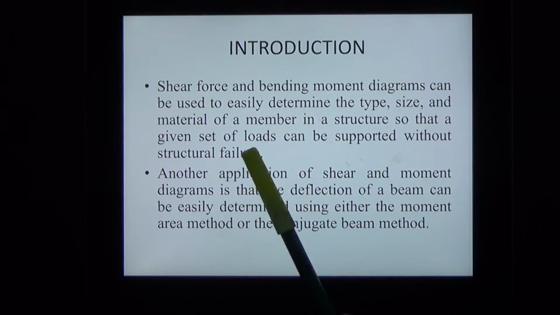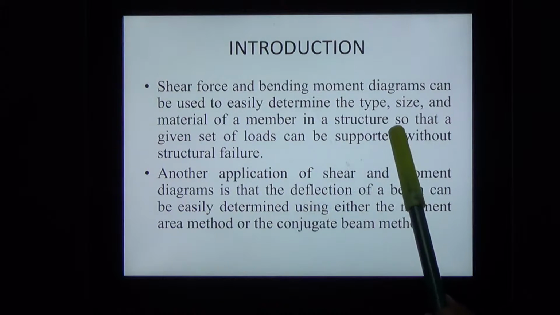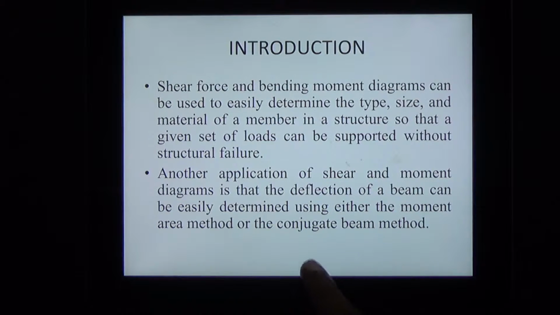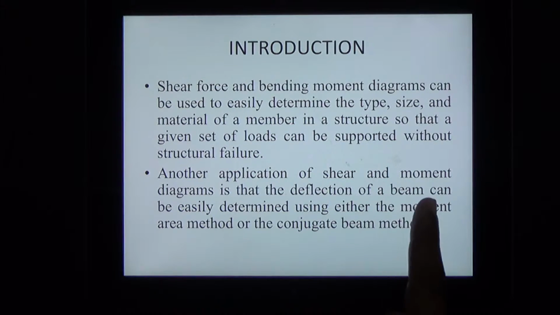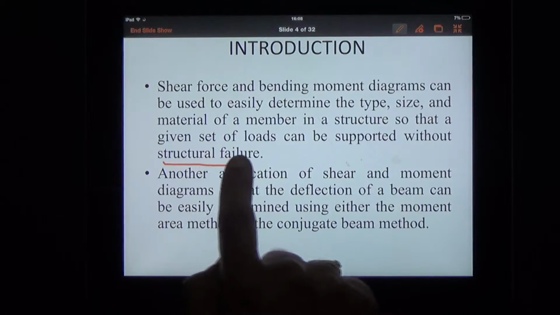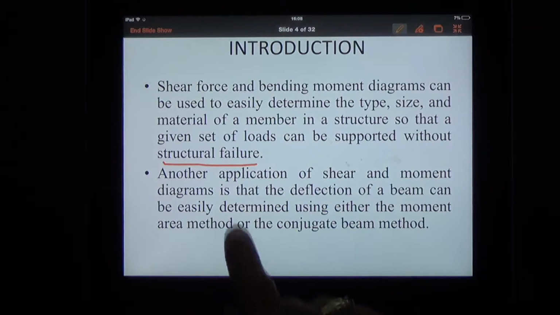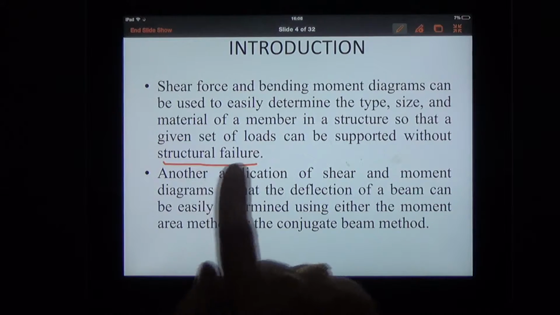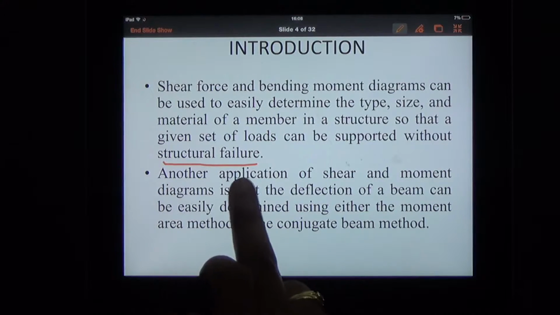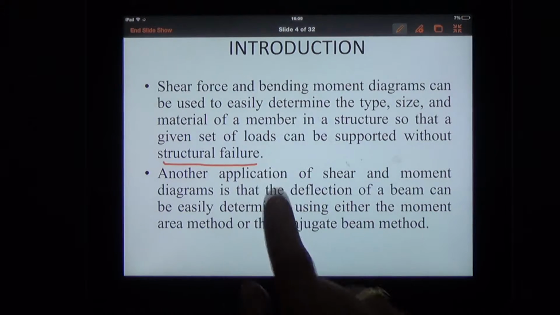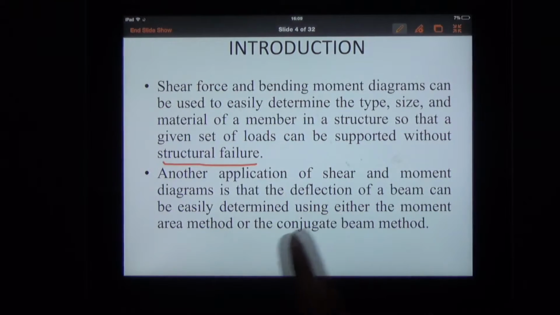Next, shear force and bending moment diagrams can be used to easily determine the type, the size, the material of a member in a structure so that a given set of loads can be supported without structural failure. This structural failure is important. As an engineer, you must be very careful about the words structural failure. The structure must not fail easily. So to avoid structural failure, you need to know the shear force and bending moment diagram clearly.